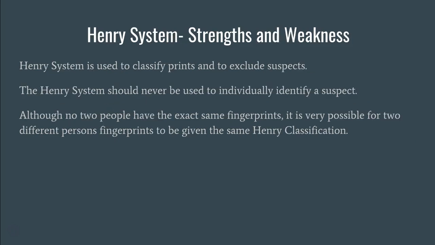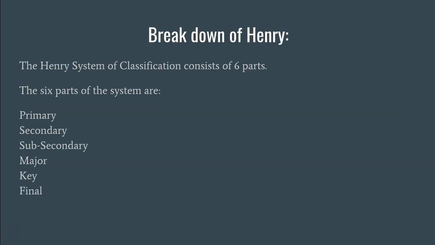In terms of some strengths and weaknesses, the Henry system is great in helping us classify prints and excluding suspects. But it's important to remember that the Henry system can never be used to individually identify a suspect. And that's because, although no two people have the exact same fingerprints, it is possible for two different persons to have the same Henry classification. So a Henry classification is actually considered a class characteristic and not an individual characteristic, and therefore can't be used to identify a person conclusively. But it helps us to narrow down drastically the list of possibilities by doing this Henry classification.